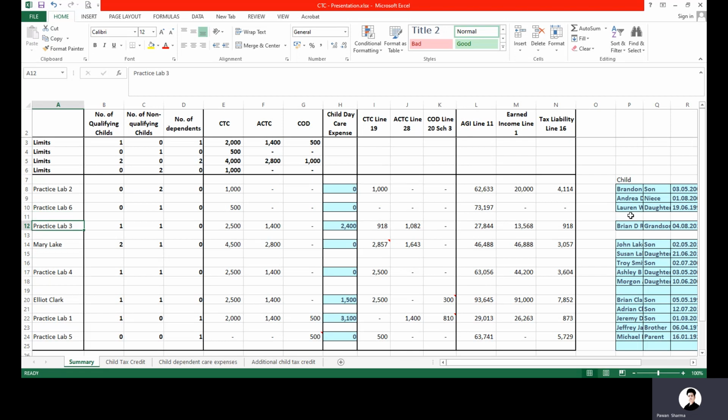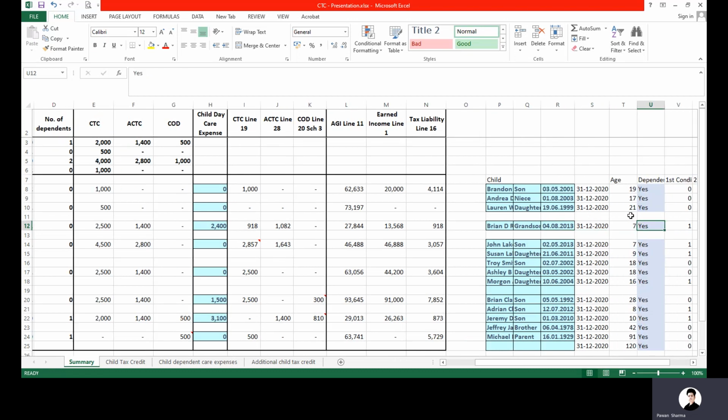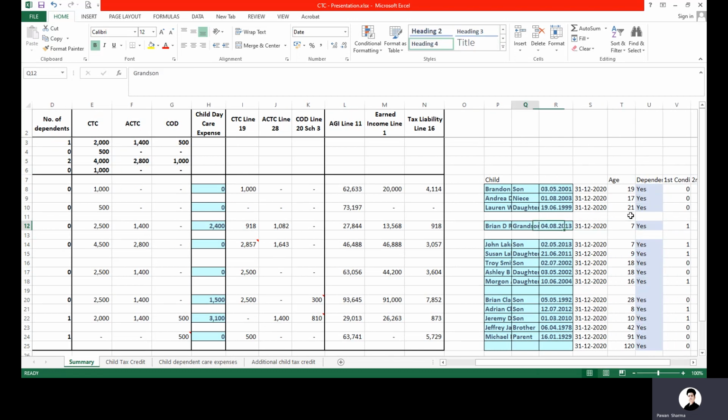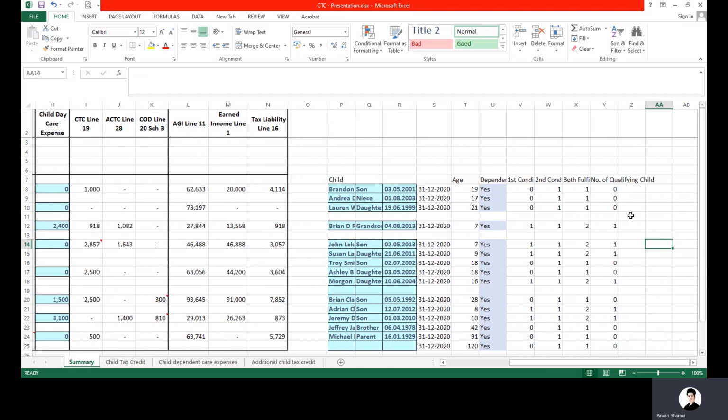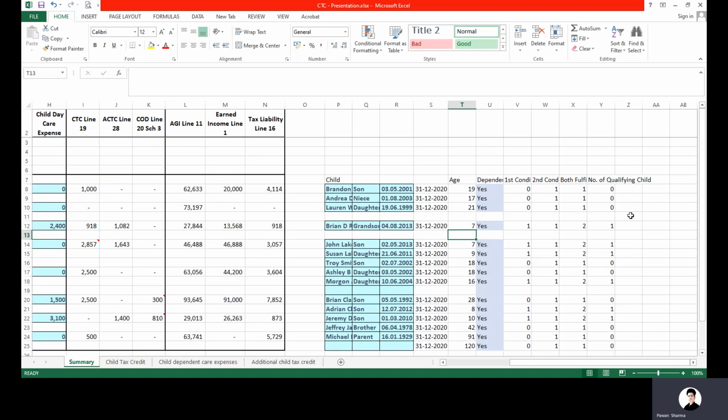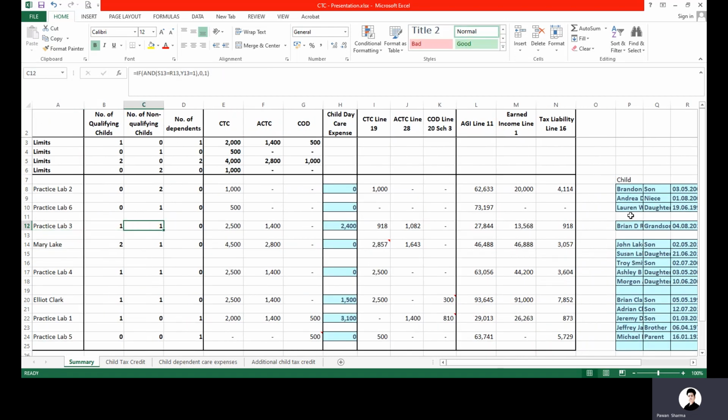Next, practice lab 3. I have one qualifying child and one non-qualifying child. For the qualifying child $2,000, for the non-qualifying child $500. In total I have $2,500. I have only one qualifying child, so I will get $1,400 only as additional CTC. Now in this sum, my son was born in 2013, so his age is 17, he is dependent, so he is a qualifying child. And another is John Lake's son. I just forgot to list down another name, but that's okay. One qualifying, one non-qualifying. Now in this case our AGI is 11, earned income is 1, and tax liability is 16,918 only.